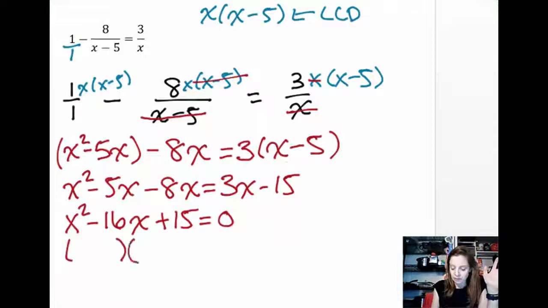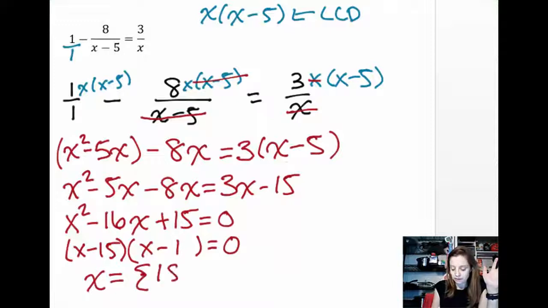I factor my quadratic. x minus 15, x minus 1. Therefore, x is positive 15 and positive 1.